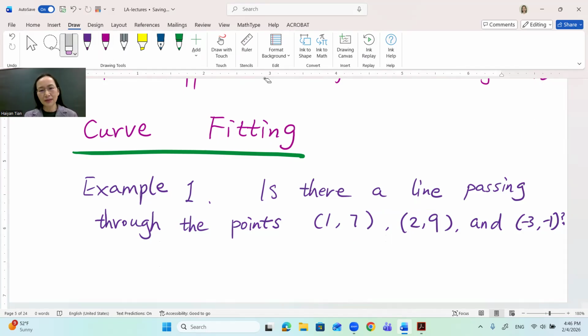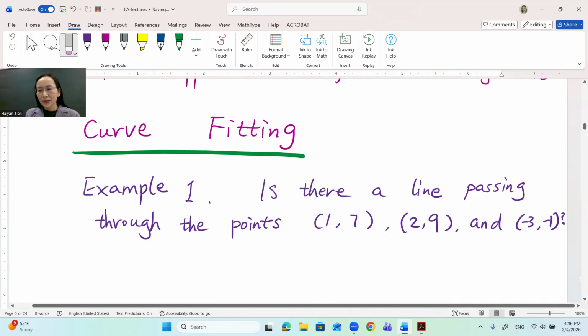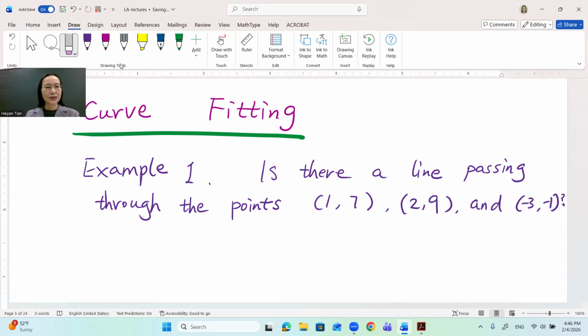We know that it's always possible, if you have 2 distinct points, we can always draw a line. But given 3 points, is there a straight line that passes through all 3 points? So that's the question. We need to write the expression of a line. So what is the general expression of a straight line?